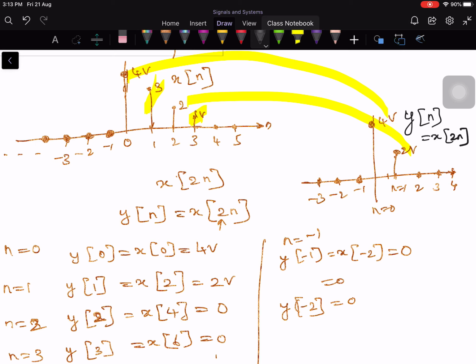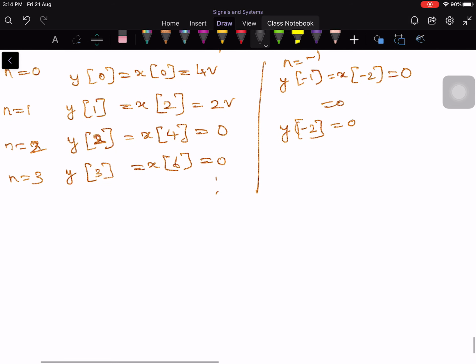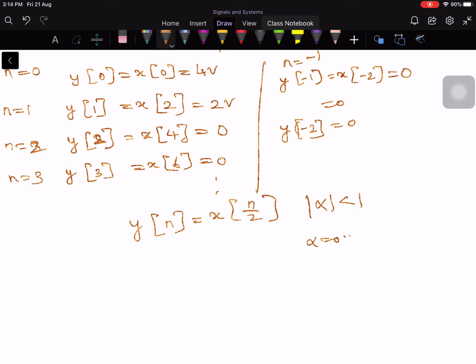On the other hand, if you take x of n by 2, let us see what happens. y of n is equal to x of n by 2. Here alpha is less than 1. What is the alpha value here? Alpha is equal to 0.5, since 1 by 2 is 0.5, right? So here alpha is equal to 0.5. Now let's see what happens.